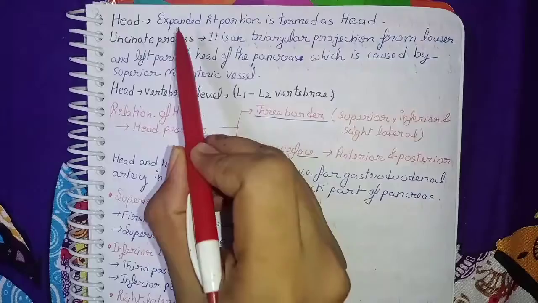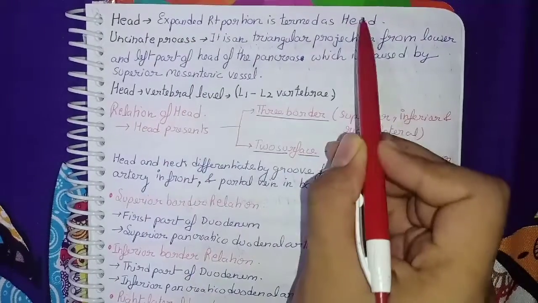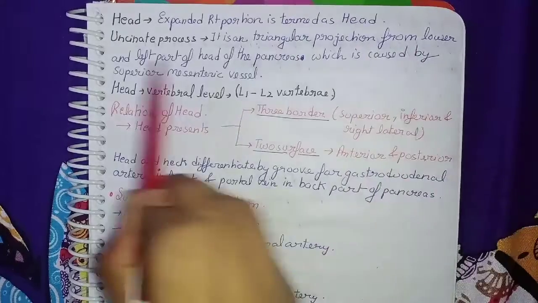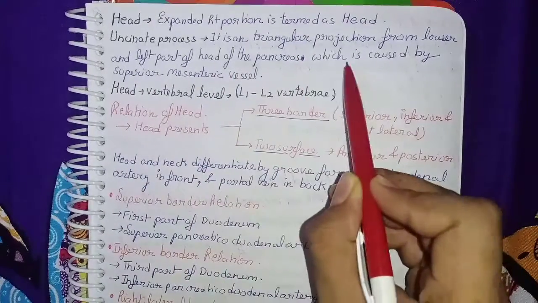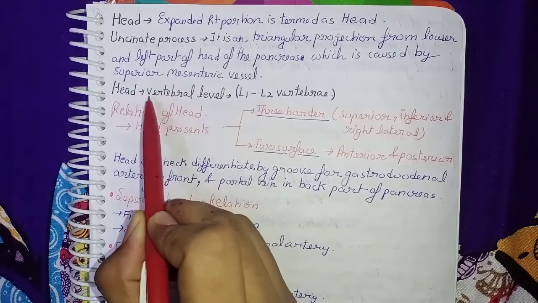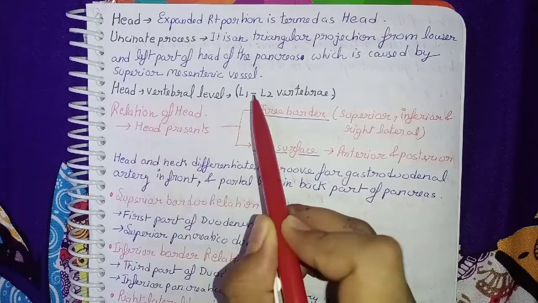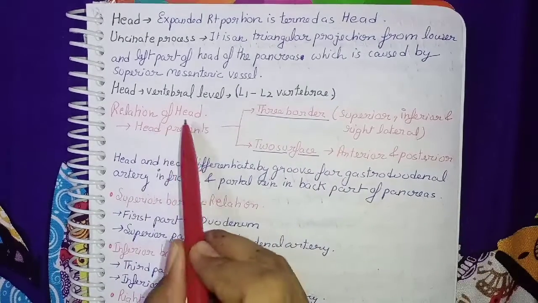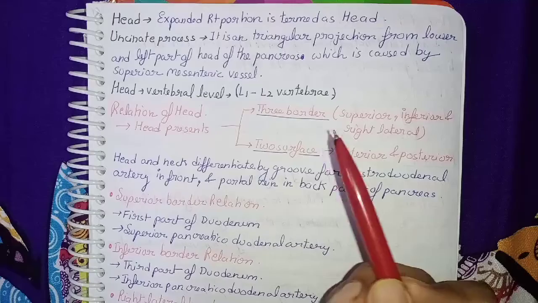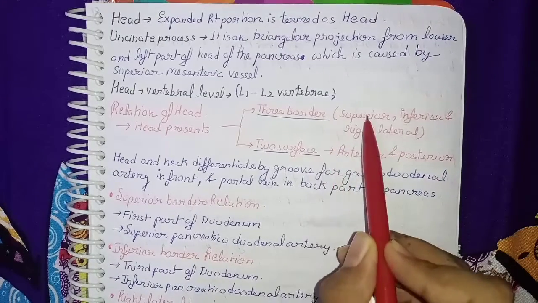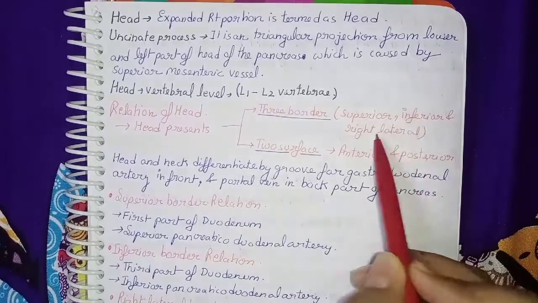Coming to head, the expanded right portion is termed as head. Uncinate process is a triangular projection from the lower and left part of the head of the pancreas, which is crossed by the superior mesenteric vessel. Now what is the vertebral level of head? It is about lumbar 1 to lumbar 2 vertebra. The head presents basically 3 borders and 2 surfaces. 2 surfaces: anterior and posterior. 3 borders: superior, inferior and right lateral.